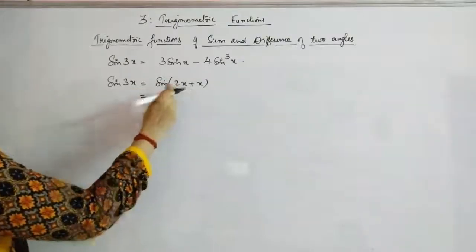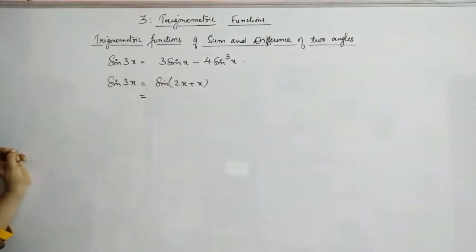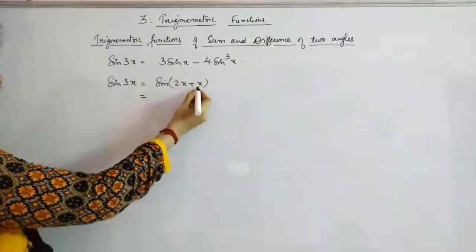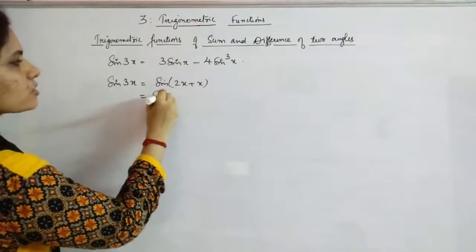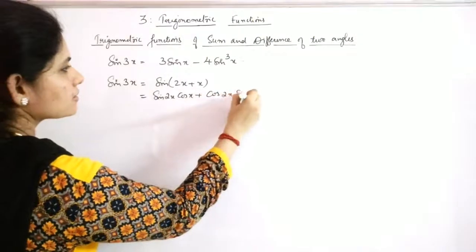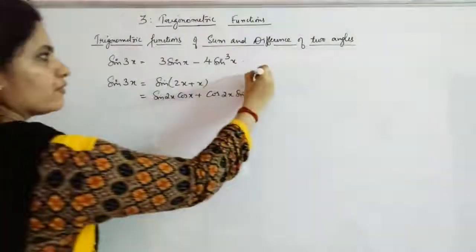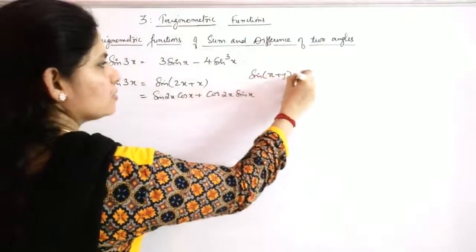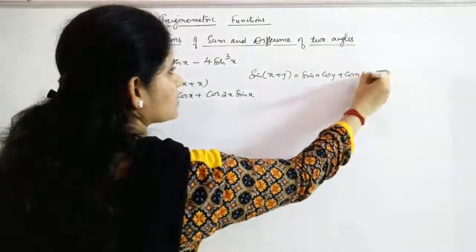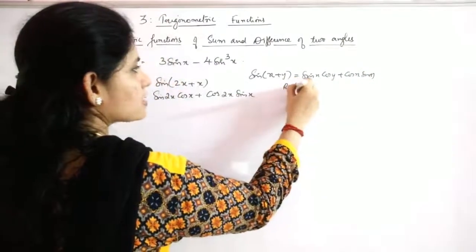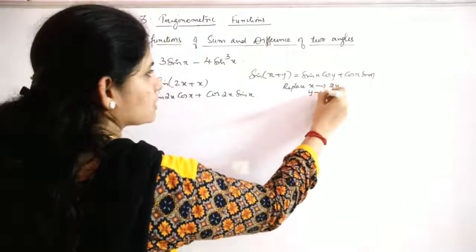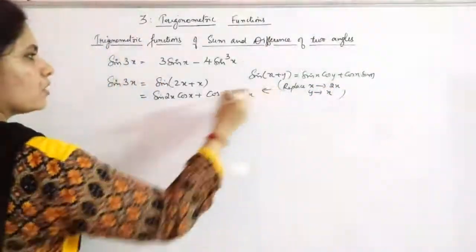Okay. Now again we know that sin of x plus y is sin x cos y plus cos x sin y. So that we are applying here. Instead of x we have 2x and instead of y we have x. Okay. So it is sin 2x cos x plus cos 2x sin x. Understood how? Sin of x plus y is equal to sin x cos y plus cos x sin y. This we have applied and replaced x with 2x and y with x. Okay, that's why we got this.